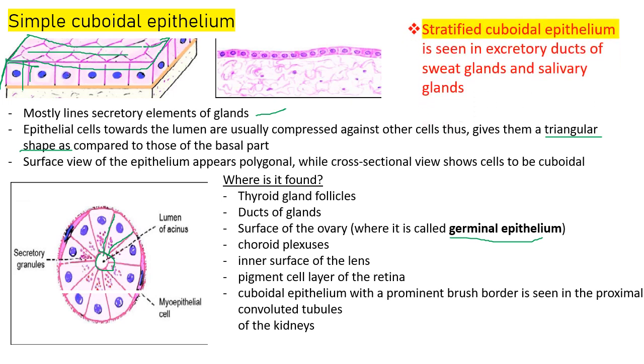Okay, since we've talked of simple cuboidal, now we talk of stratified cuboidal epithelium, and it is actually seen in what? In the excretory ducts of what? Sweat glands and salivary glands.